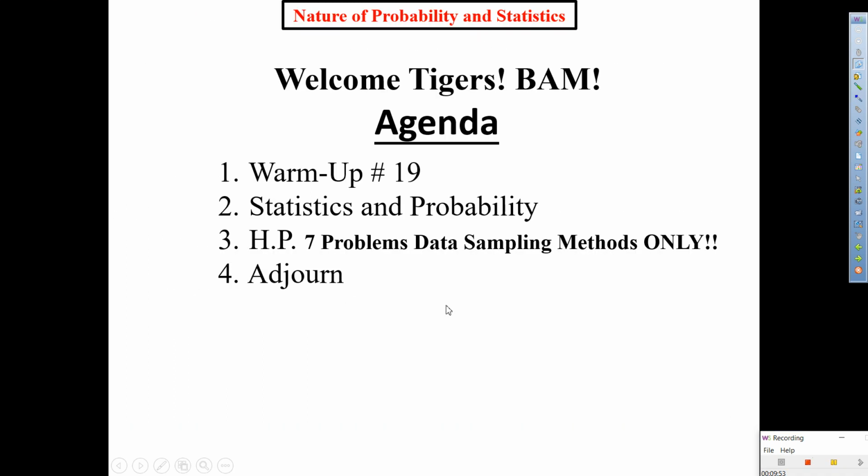All right, copy the agenda for today, please. Warm-up number 19, statistics and probability. Tonight's homework is only 7 problems, only. And once again, reminder, there is tutoring after school, just like last year, like every year, and it's free. So if you need extra support, come see me. If you don't, then no.